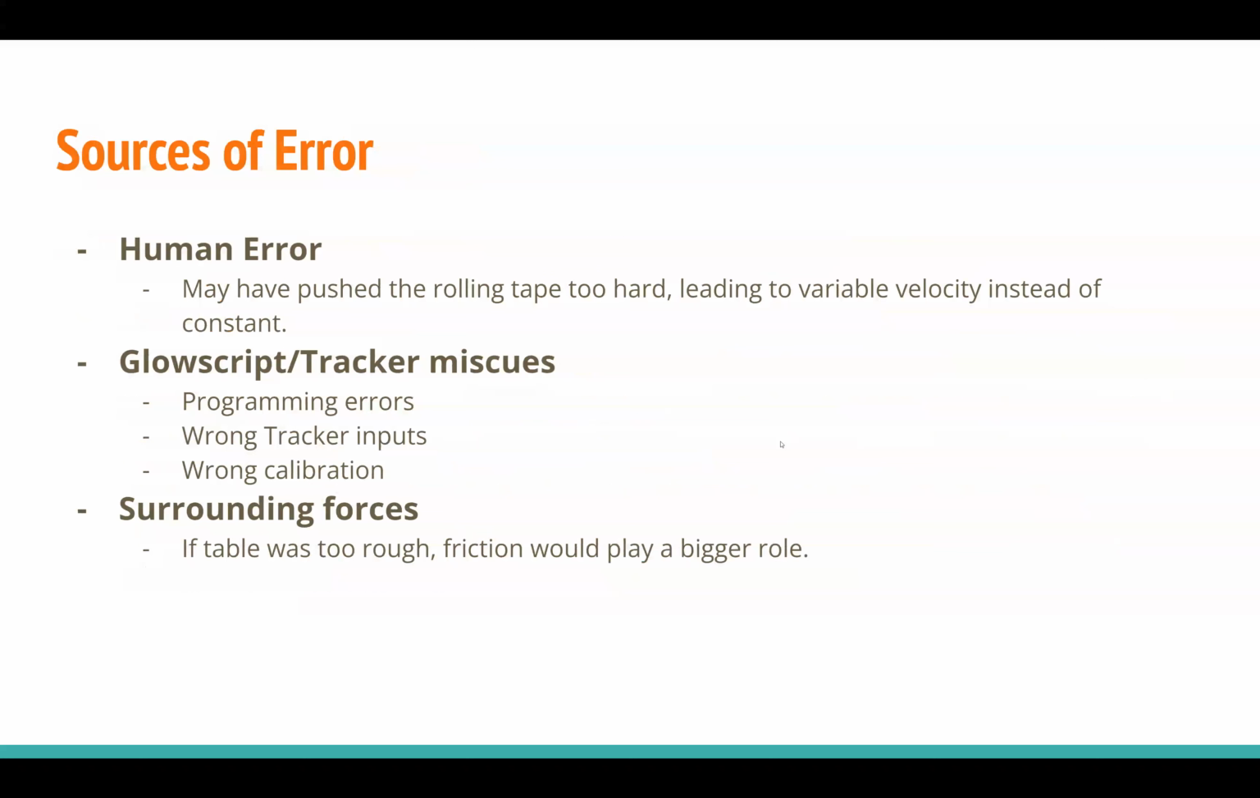Sources of error could be human error, GlowScript, tracker miscues, or surrounding forces, such as friction.